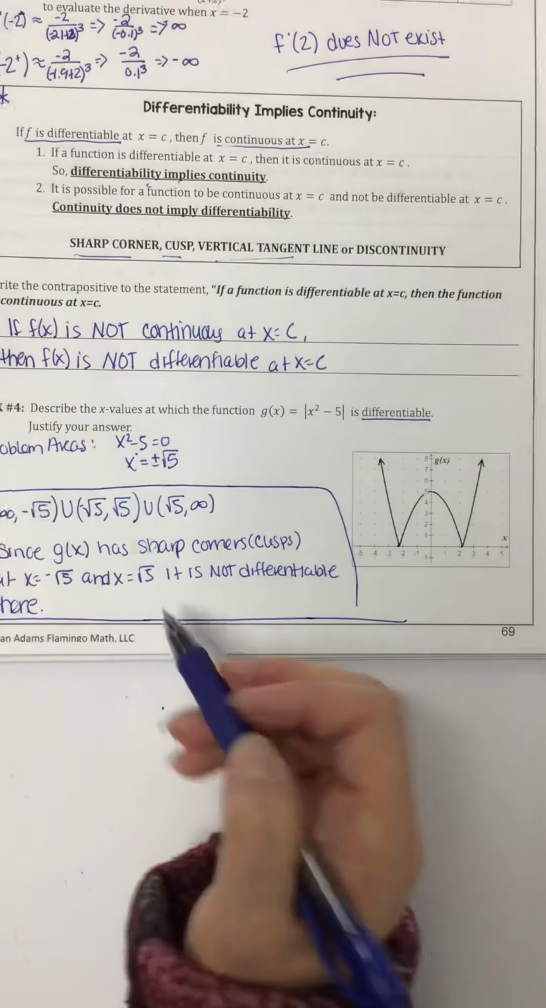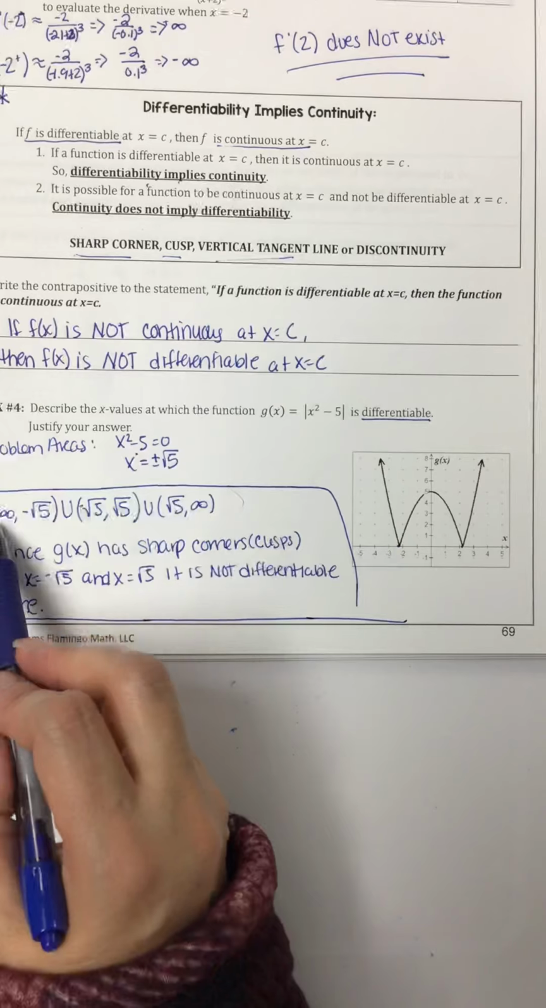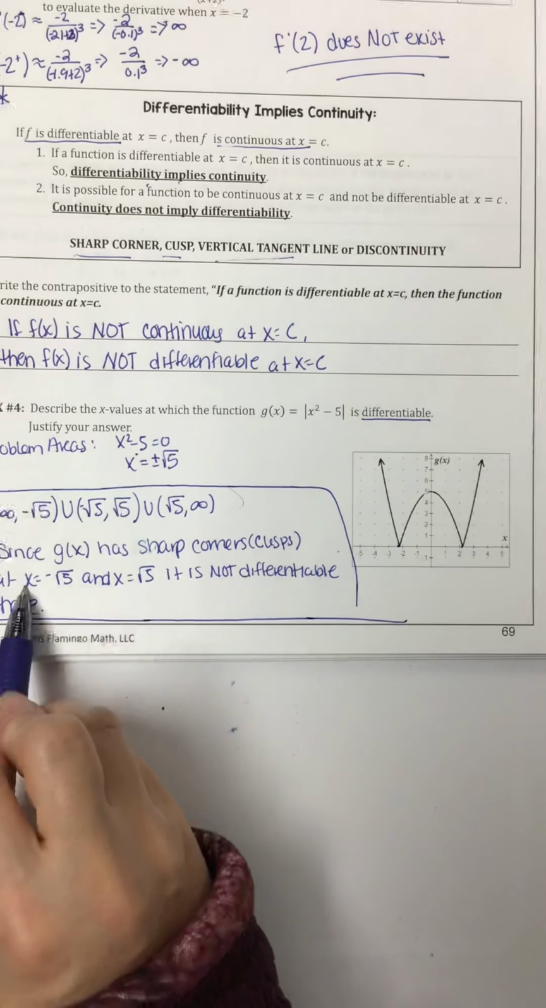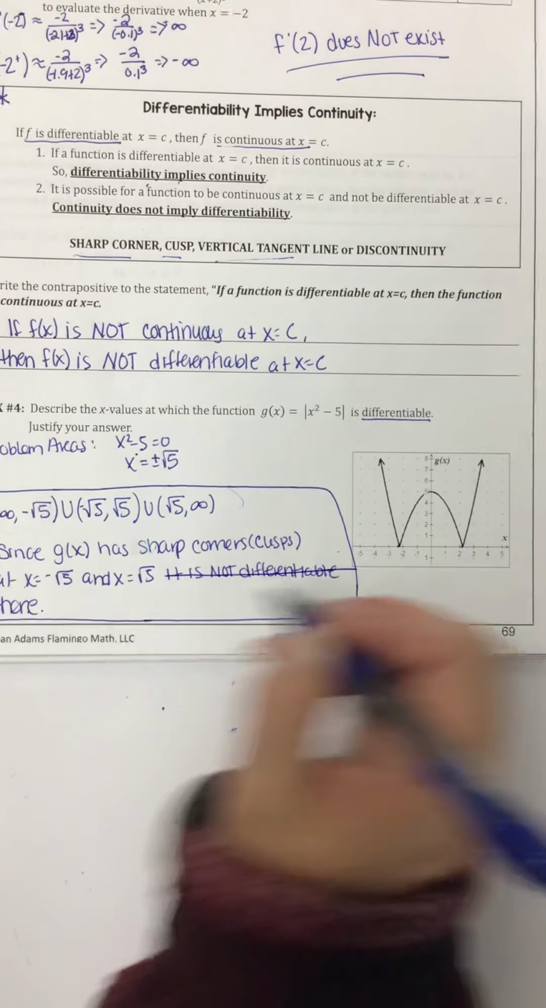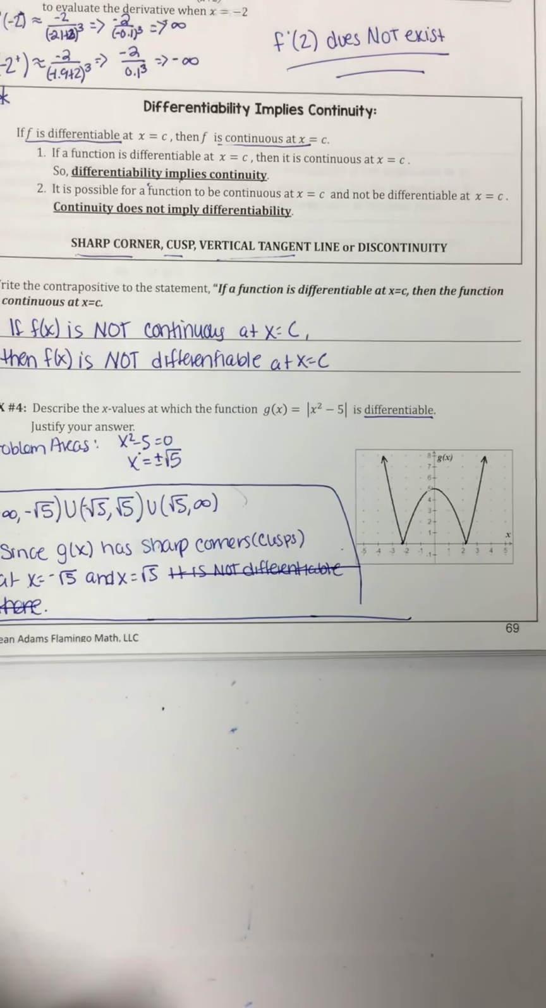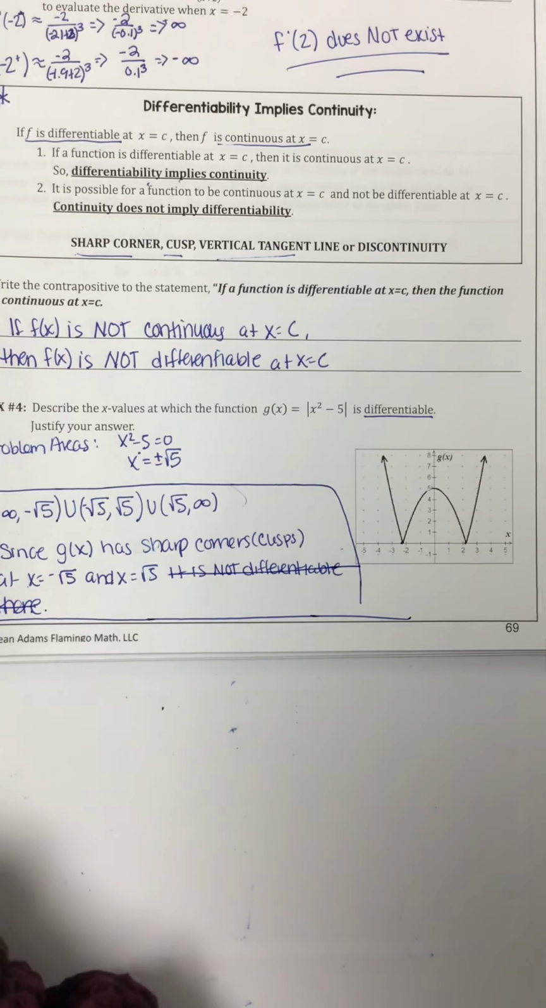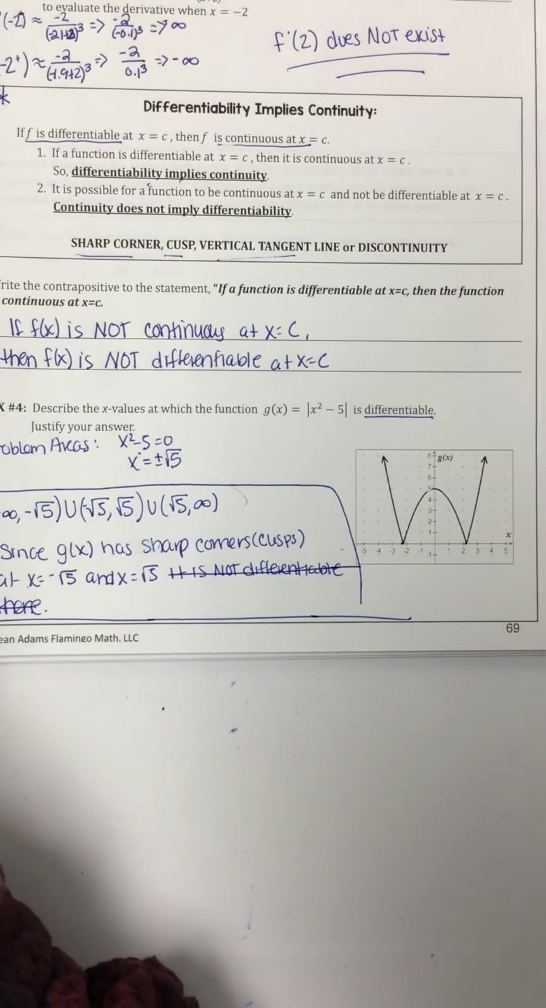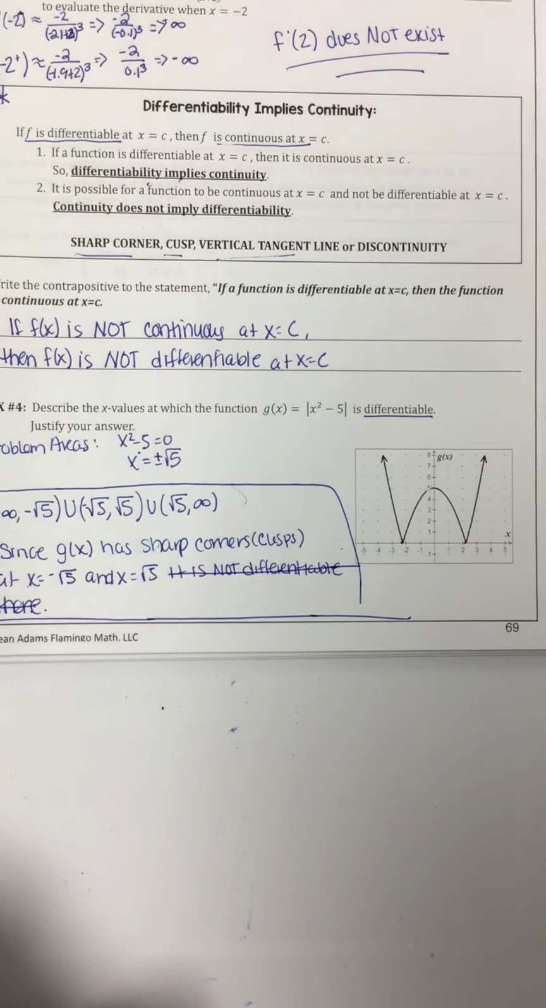Or we wouldn't have even had to say it's not differentiable there. We could have just said this, since g of x has sharp corners at those 2 points. So we wouldn't even really have needed that, right? Does that make sense? Questions?